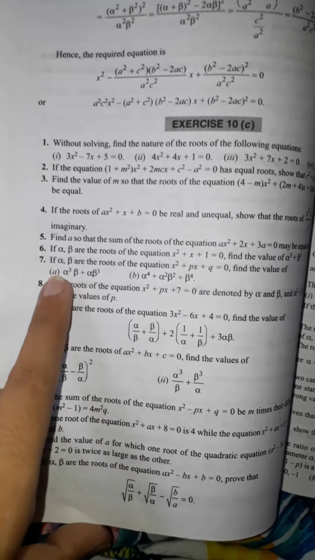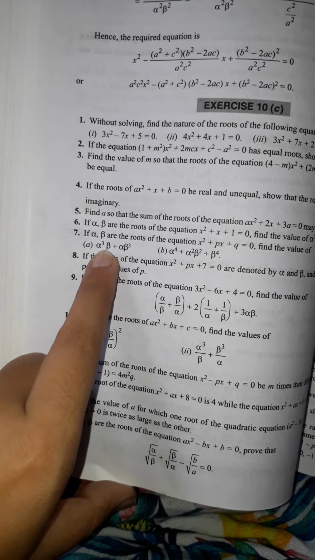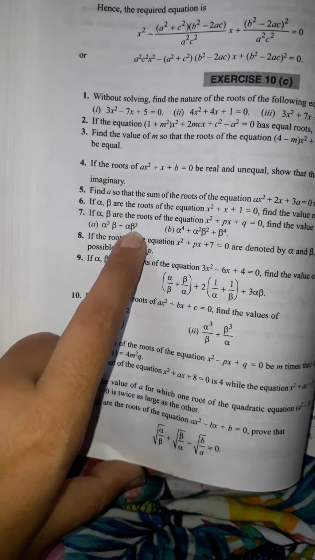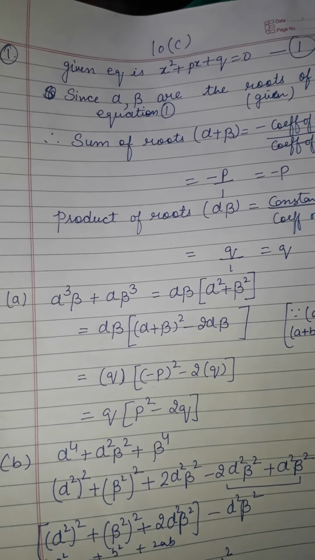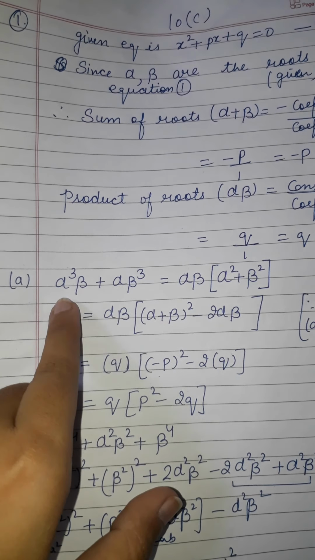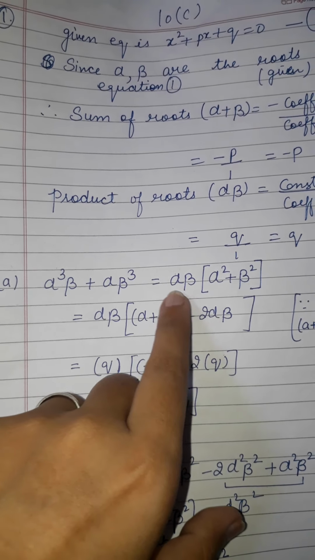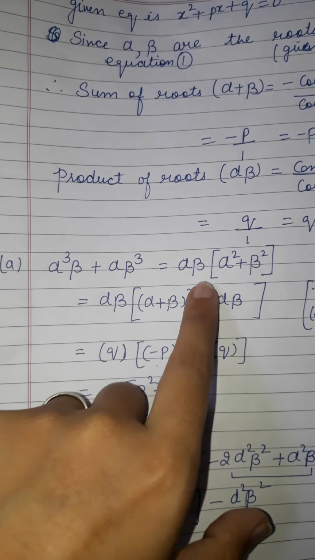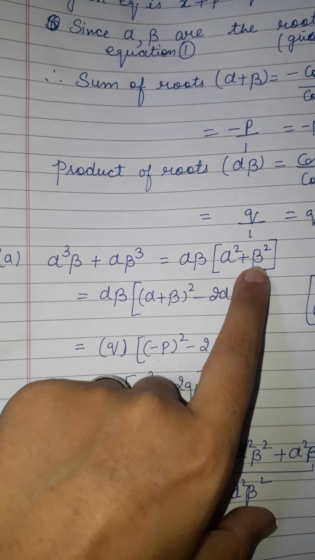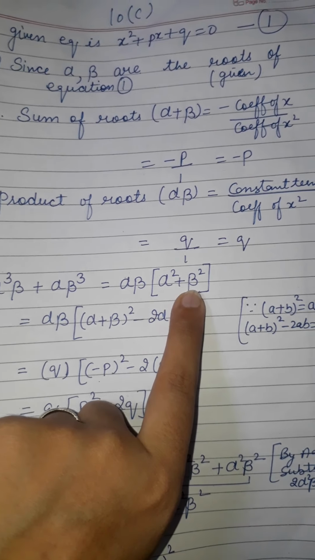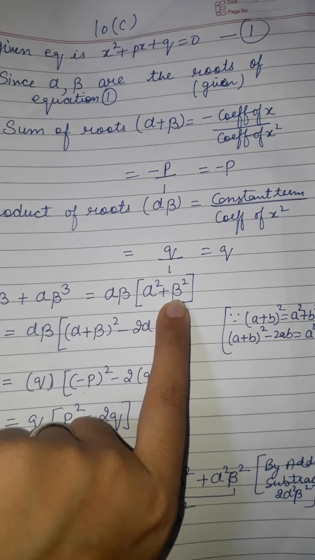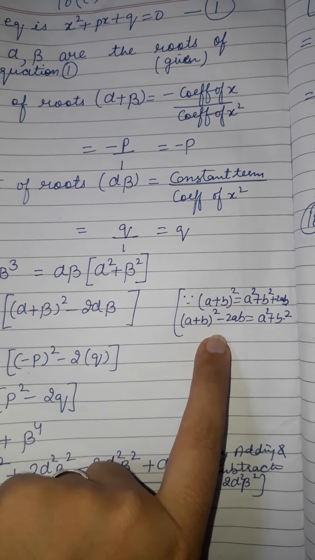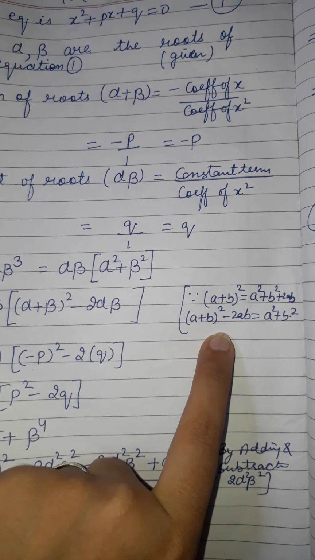So according to the statement, its a part is alpha cube beta plus alpha into beta cube. We will find alpha cube beta plus alpha beta cube by taking alpha and beta common from this expression. We will get alpha beta into alpha square plus beta square, and we don't know the formula of alpha square plus beta square. Now in rough work you will find its formula.